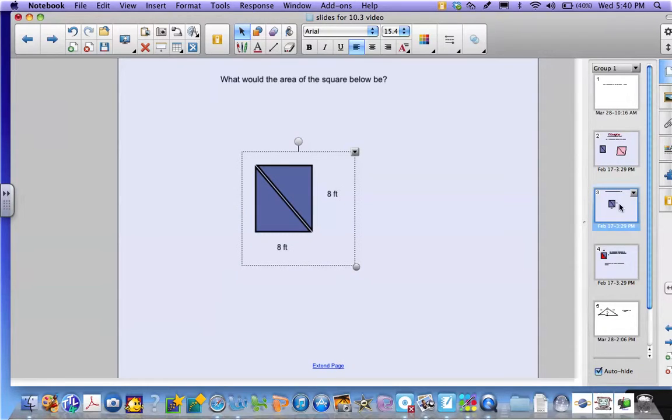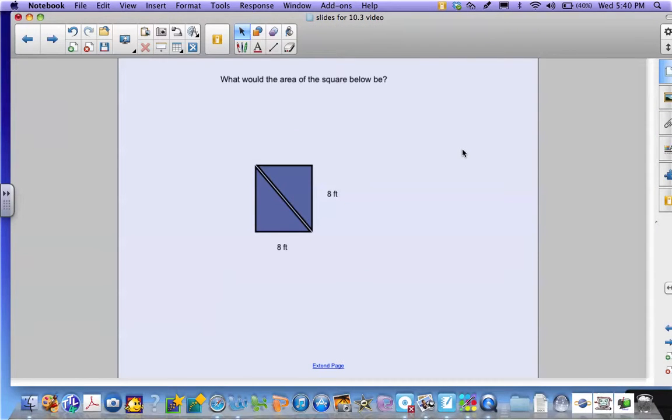So let's look at this one here. We have a square. It's a parallelogram. It has two pairs of parallel sides, and all the sides are 8 feet. So it's a square. And we know when we want to find the area of a parallelogram, we're always going to do formula, substitute, solve, label. The formula for area is length times width, or base times height.